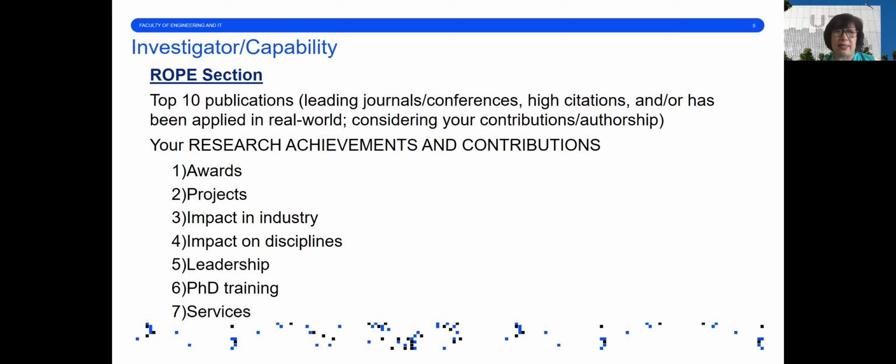Finally, it's services, nationally and internationally, internal and external, these academic services. So for me, I think these 7 points are important in your 5 pages rope section, and please double check if you miss any of the 7. And I cannot say which one of the 7 is more important than the others. I think all of those you should mention: you have done a lot, you have achieved a lot, and you made significant contributions to those.